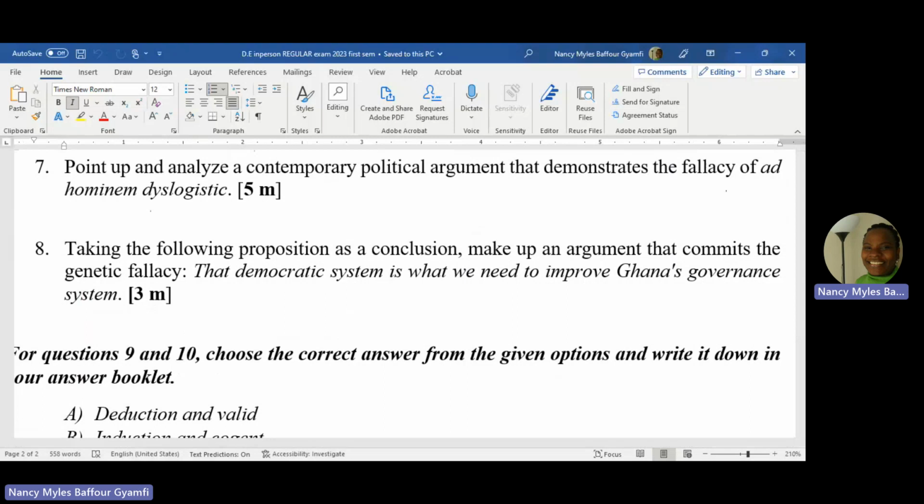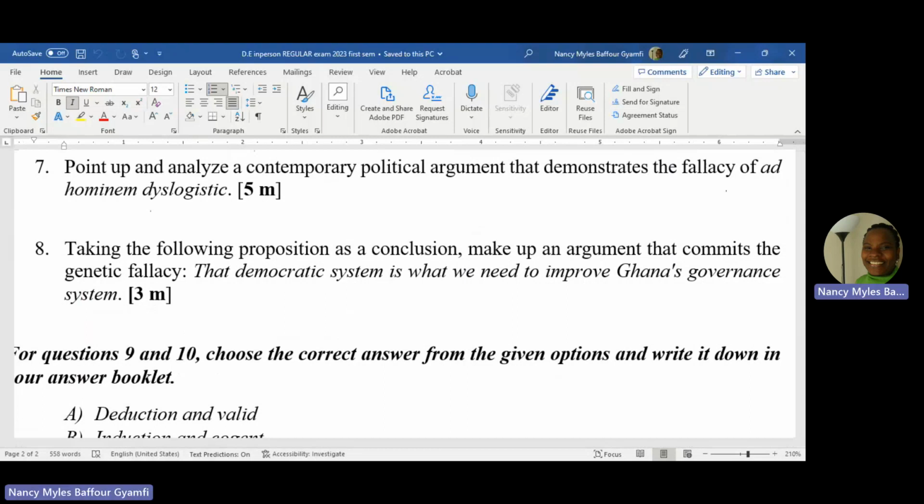This is dyslogistic, negative. Ad hominem attacks the person, so the negative one, not the eulogizing. In the few scripts I saw for this question, some were eulogizing the person. Oh, I think the finance minister should be this or that, because then you start adding positive attributes. That's ad hominem eulogistic.